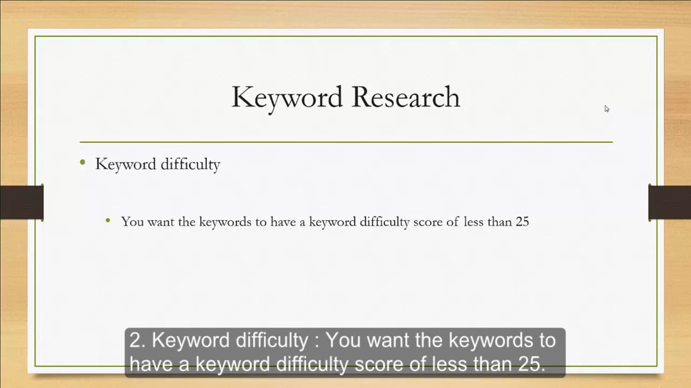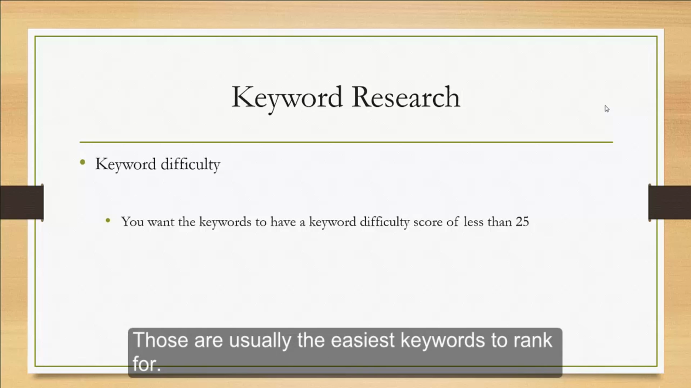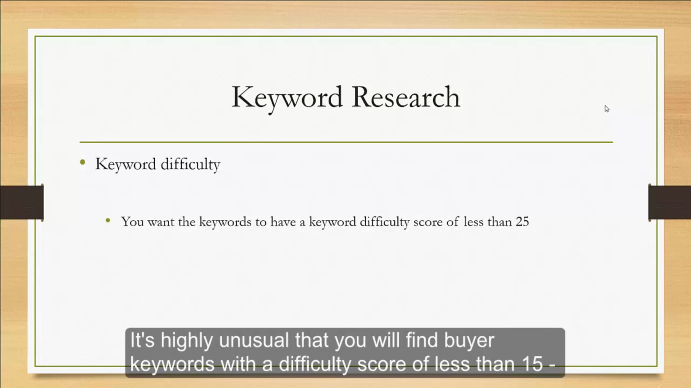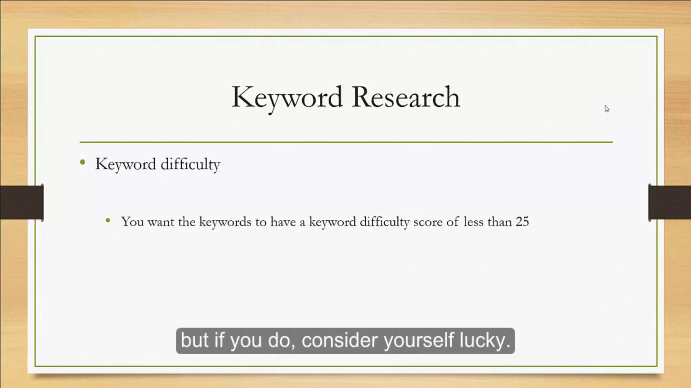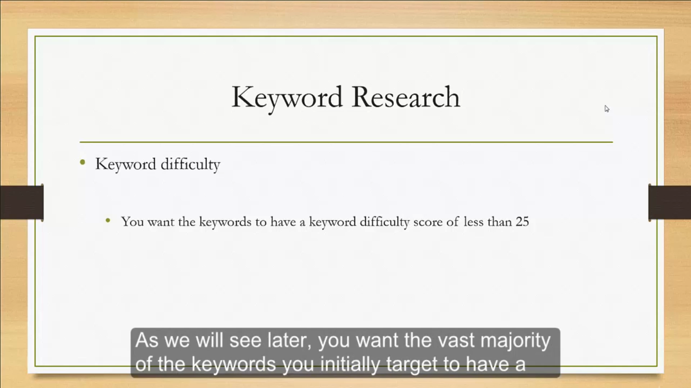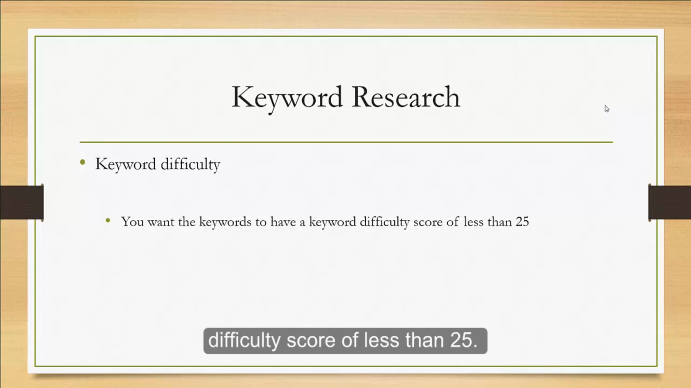Keyword difficulty. You want keywords to have a keyword difficulty score of less than 25. Those are usually the easiest to rank for. It's highly unusual that you will find buyer keywords with a difficulty score of less than 15, but if you do, consider yourself lucky. As we will see later, you want the vast majority of keywords you initially target to have a difficulty score of less than 25.